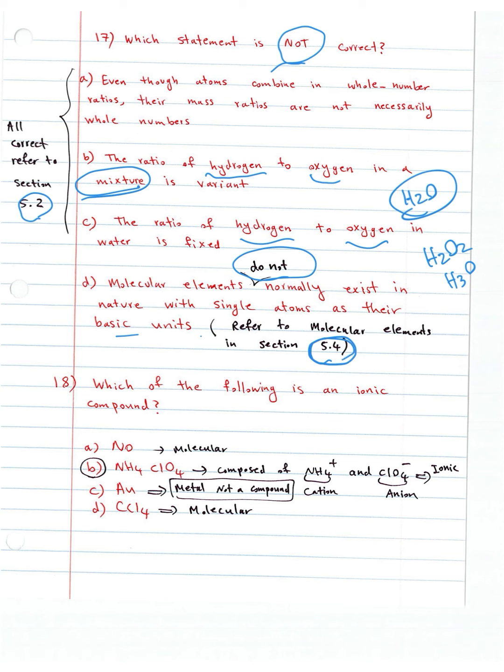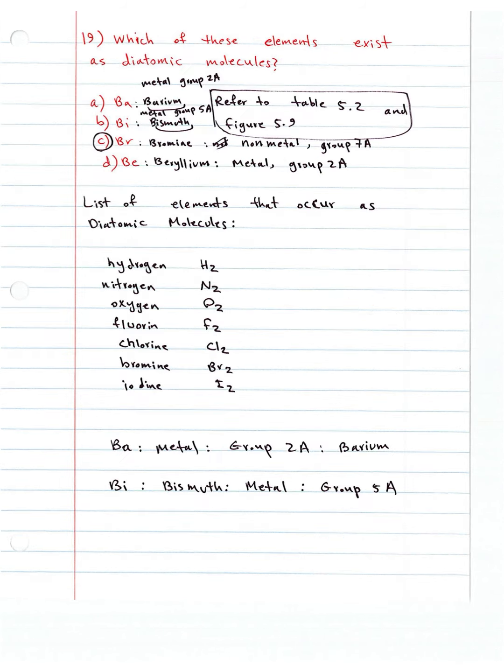Which of the following is an ionic compound? NO is molecular, CCl4 is molecular, non-metal plus non-metal. Au is a metal, it's not a compound, so it's not a compound to be ionic or not. And NH4ClO4 has an anion, basically ClO4 minus, and a cation. So this is an ionic compound.